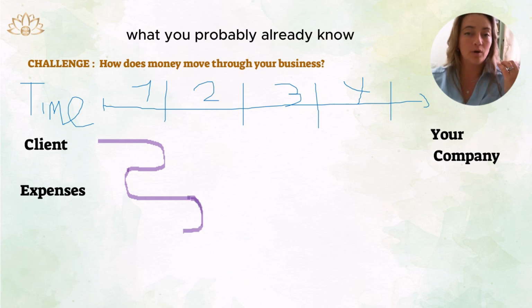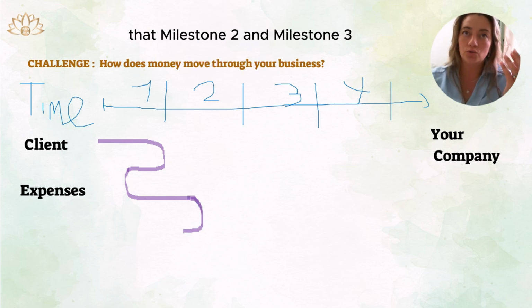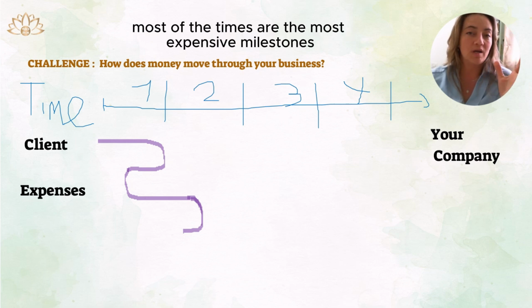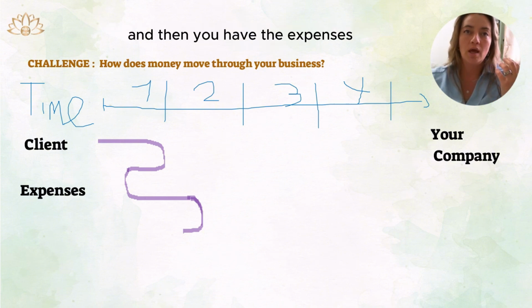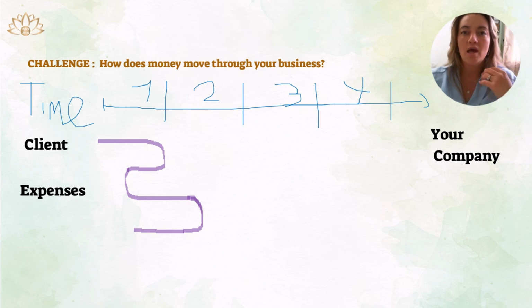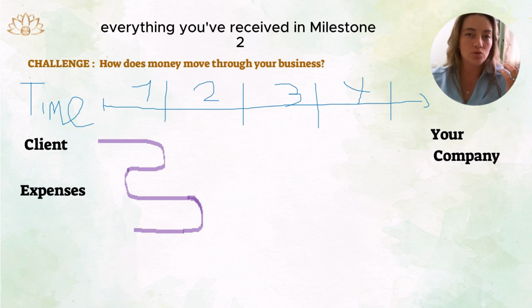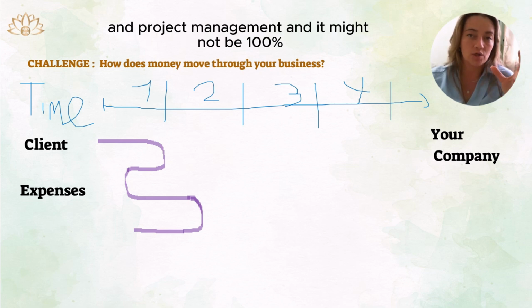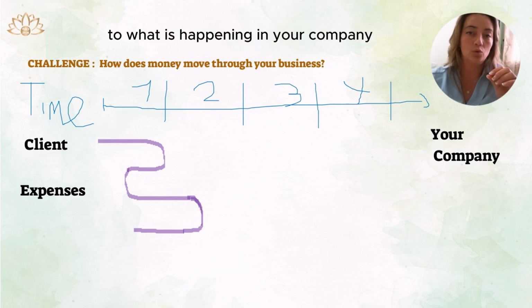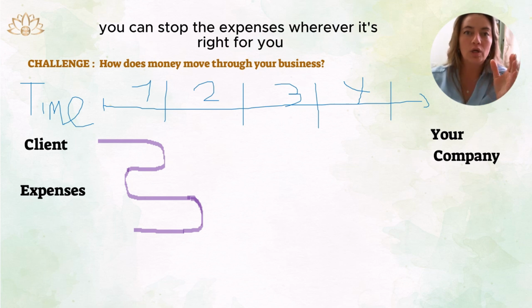What you probably already know, that milestone 2 and milestone 3 most of the times are the most expensive milestones from your point of view, because it costs you the most. And then you have the expenses, and they are great expenses, and you can see that almost everything you've received in milestone 2 will go to your expenses. Every company has its own structure and project management, and it might not be 100% what is happening in your company. You can stop the expenses wherever it's right for you.